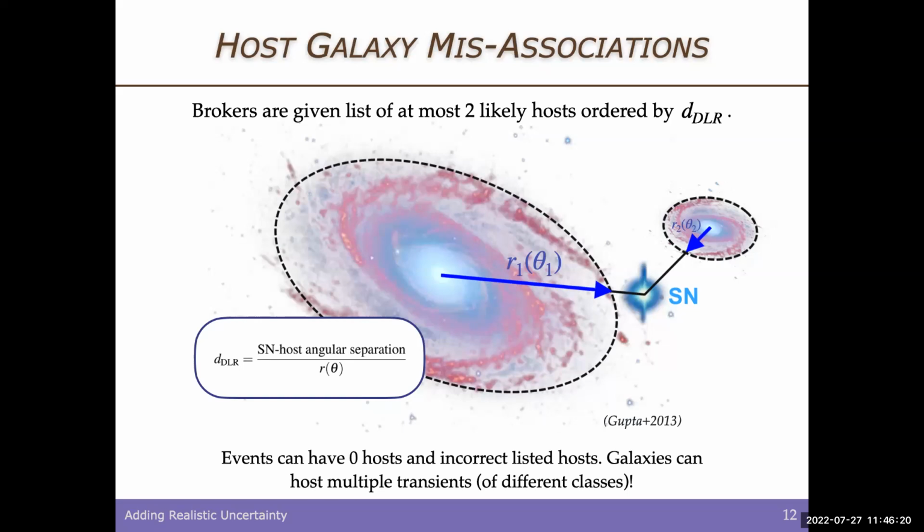This is not a perfect method, and in the simulational framework, that's a good thing, because we use DDLR after everything to come up with a list of 2 most likely hosts ordered by DDLR that we put into the alerts for brokers to see. Now, again, this is not ground truth, so some events could have 0 associated host galaxies by this method if they're at high DDLR, because we impose a manual cut. And it's possible that the most likely host galaxy by DDLR is not the ground truth that we simulated. So we hope that brokers can develop algorithms that are robust to this kind of thing, because it's what we're going to see when LSST comes online.